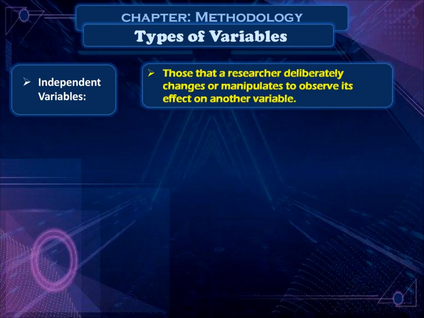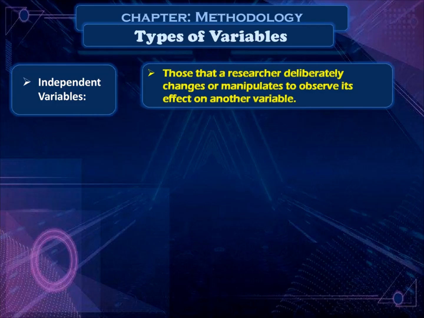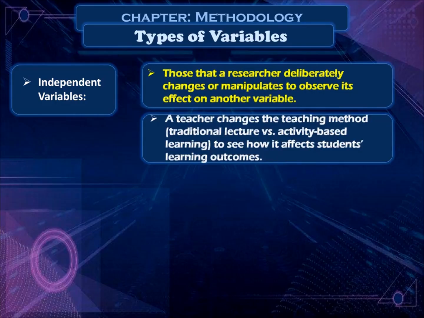So independent variable, those that the researcher deliberately changes or manipulates to observe its effect on another variable. So a teacher deliberately changes the teaching style, A, style B, to see does it have any effect on the scores of the children. What's the example here? A teacher changes the teaching method, traditional lecture versus activity based learning, to see how it affects the students' learning outcome. Very simple. So independent variable here is the teaching method.